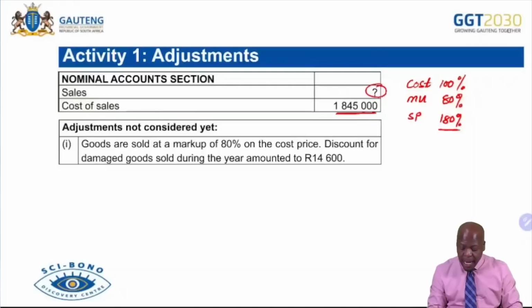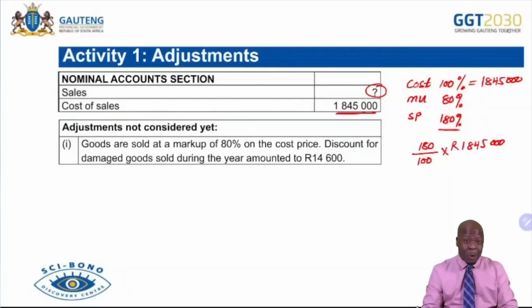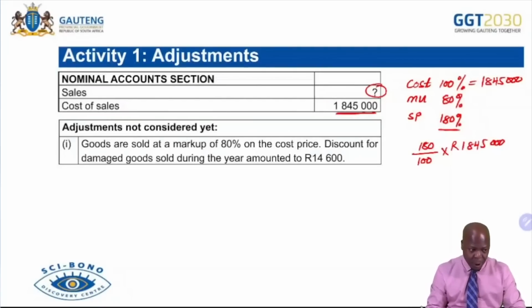In this case, if I am to put rand values here, you would find that as we already have our cost, I can say this is equal to 1,845,000. Therefore, what is it that we want? We want the 180. So I'll say what I want is 180. What I have is 100. And what I have has a rand value which is 1,845,000. Now, I want you to have your calculator close, because I want you to punch these figures that I've just given to you. If you punch them, how much do you then get?